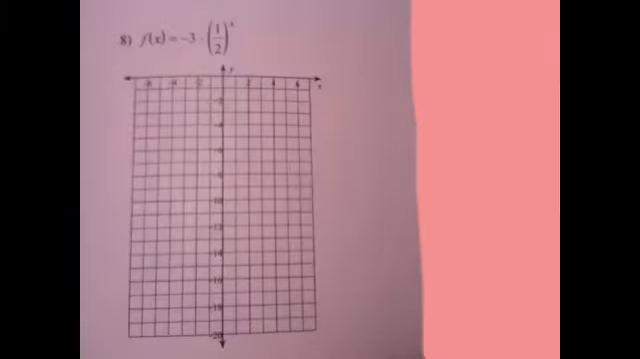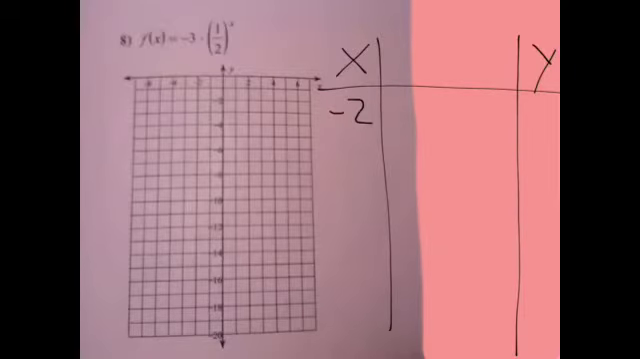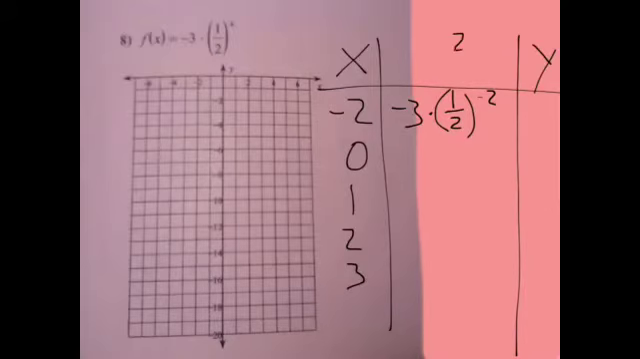And we got our last one. And we got to get the y values that go with those x's. Yeah, let's move this one over a little bit. And I'm just going to use the same ones again: -2, 0, 1, 2, 3. Because again, when you do -3 times 1/2 to the negative second power, 1/2 to the negative second power is 2 squared, which is 4. -3 times 4 is -12.